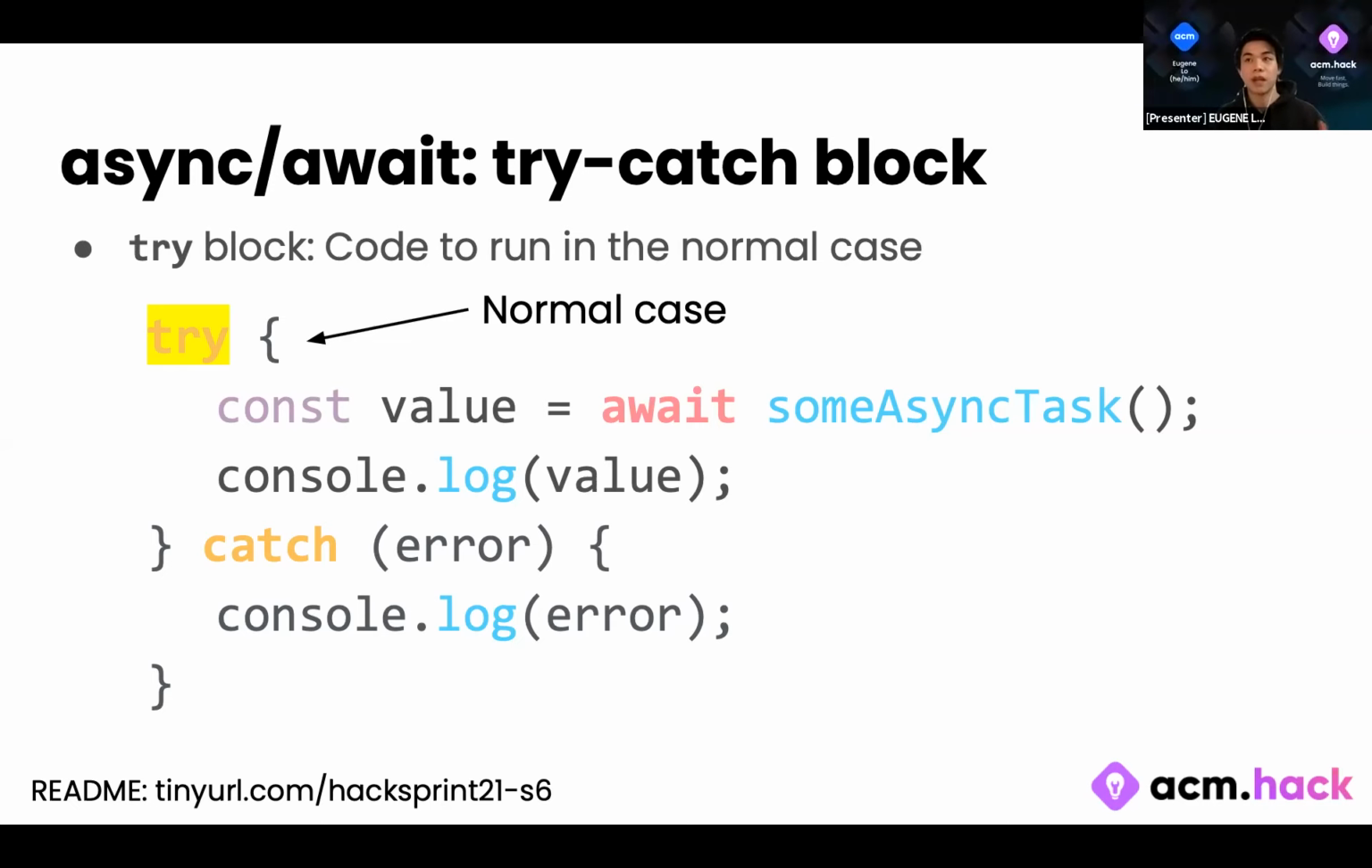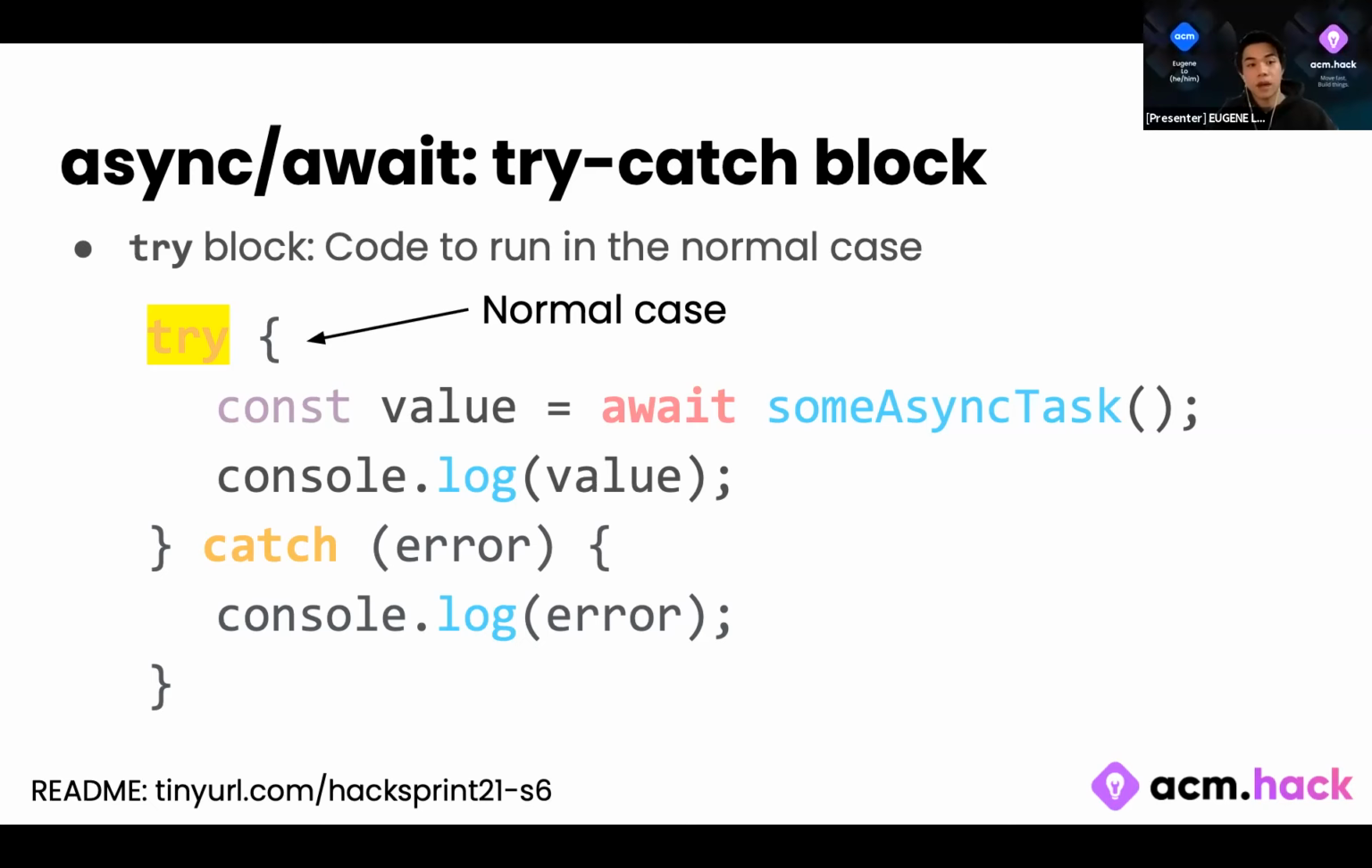It's called the try-catch block because there's two parts to it. There is the try block, which will contain all of the normal case code. So this is what used to be outside without the try-catch block and what you want to run normally if there aren't any errors. So here you can see that there's a value we await out of some asynchronous task, and then we're just going to log the value. So that would be run normally.